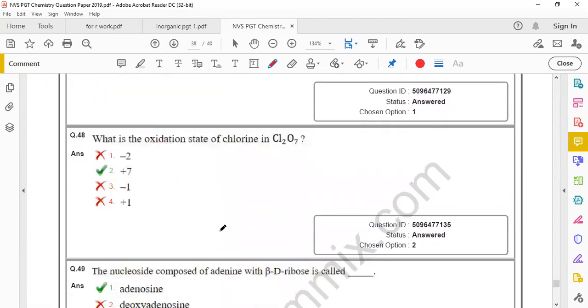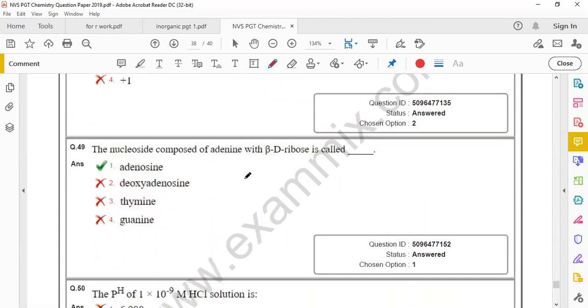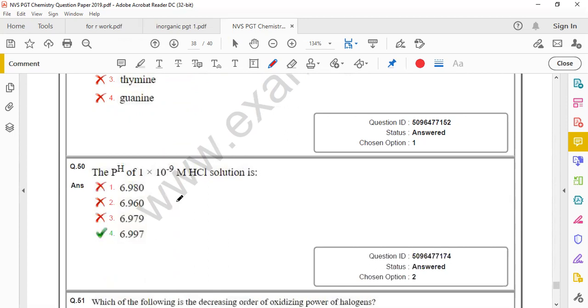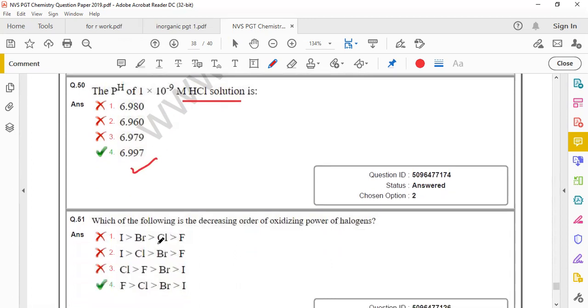Next question is, what is the oxidation state of chlorine in Cl2O7? In Cl2O7, you can easily identify that the oxidation state of chlorine is +7. Next question is, the nucleoside composed of adenine with beta-D-ribose. The nucleoside formed with beta-D-ribose is adenosine. Next question is, the pH of 1 × 10⁻⁹ molar HCl solution, right, is equal to 6.997.